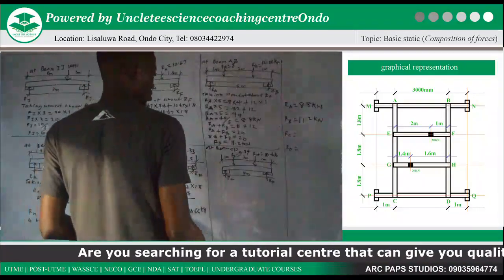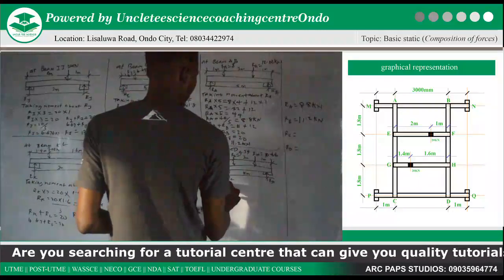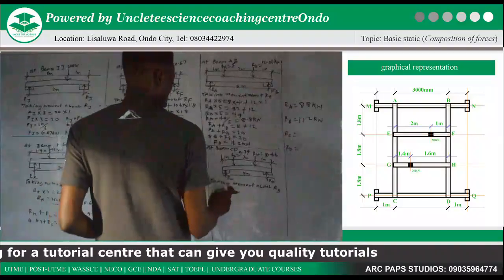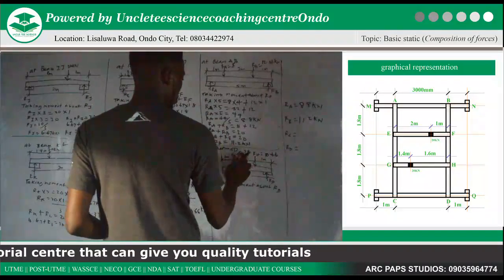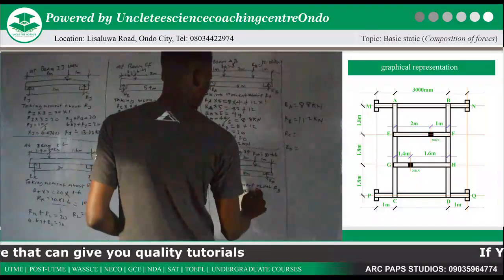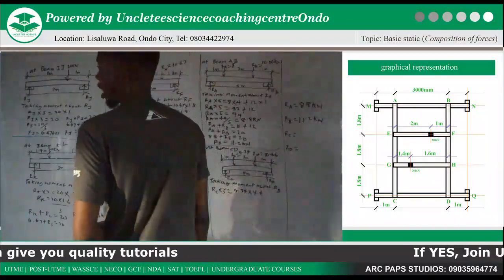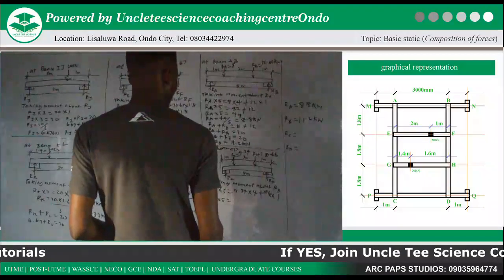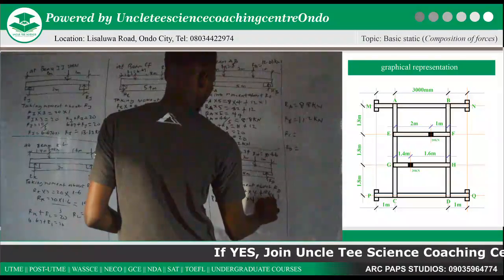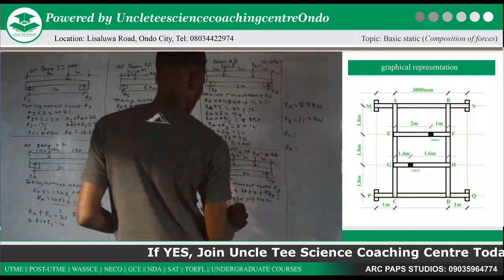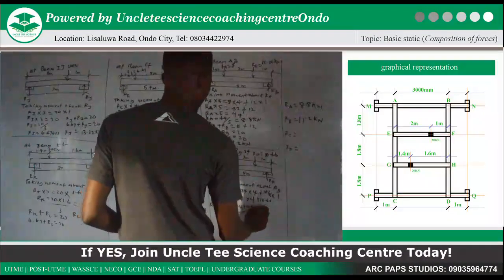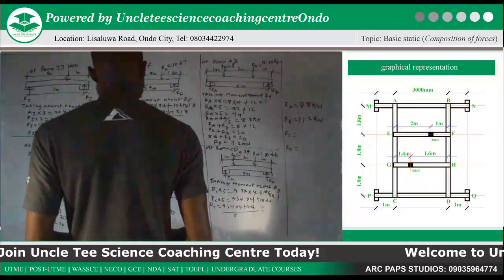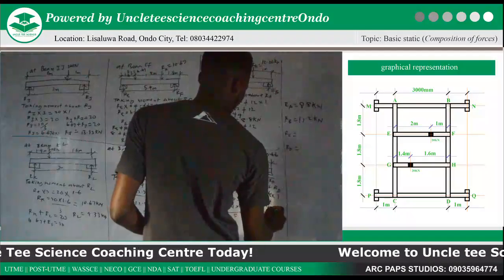Now at beam CD, let's take our moments about RD. This will give us RC times 5 is equal to 9.34 times distance to RD, which is 4, plus RH, which is 10.66 times distance to RD, which is 1. So our RC is 9.34 times 4 plus 10.66 divided by 5. This will give us 9.6 kilonewton.